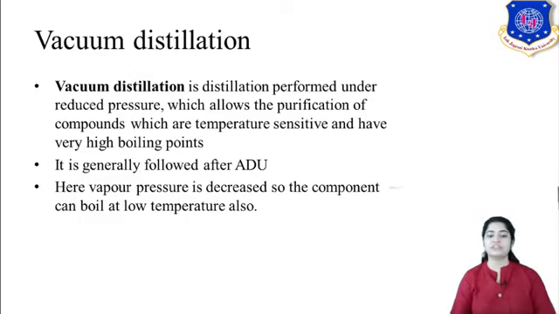Now this unit generally follows the ADU. First you separate your mixture in the atmospheric distillation condition. The residue of that atmospheric distillation unit is then sent to the vacuum distillation where further separation occurs. They are generally used for thermally sensitive, high boiling materials. The residue part is very low in volatility, so to separate those components you would have to subject it to very high temperature, and because of that cracking, that is thermal degradation, may occur.